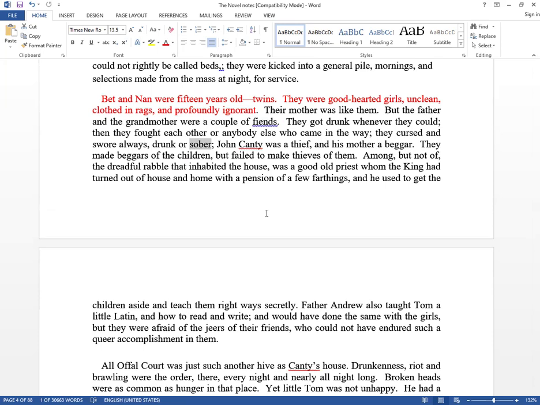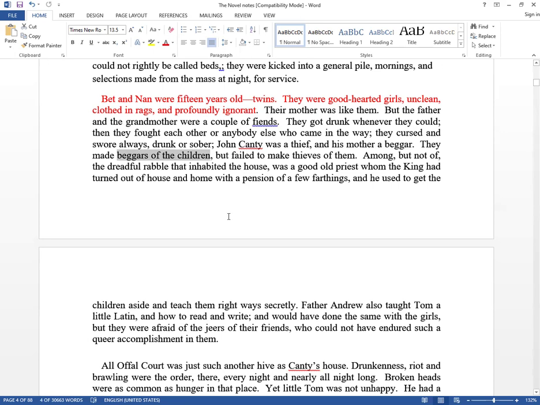Right? John Canty was a thief. Now, Tom's father, his profession, his job, is stealing. And what is grandmother's job? Canty's mother's job is begging. Even Beth, Nan, and Tom's mother are also beggars. This is their profession, their way of life. Apart from begging, they have no other way of earning money, because the king has not supported them or given them an economy where they can earn. They can only beg. John Canty and Mother Canty make beggars of their children.